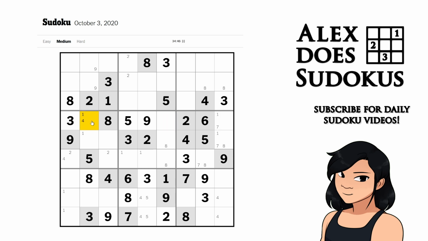The 147s are starting to get pencil marked in now, but still not useful for us. This is still 4 or 7. This can still be a 7.